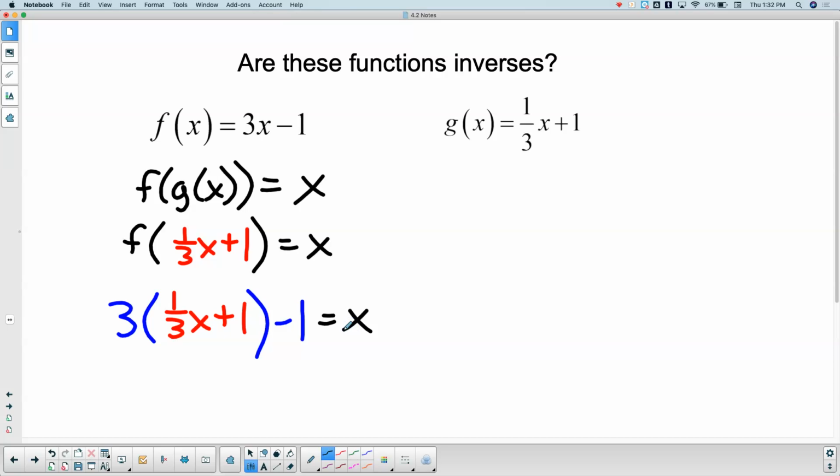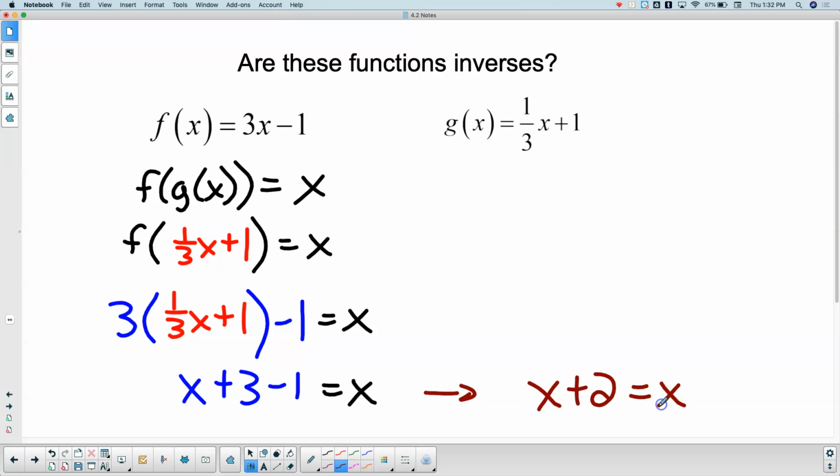Well, that gets me x off the start, plus 3 minus 1. That gets me x plus 2 equals x. Are those the same? Nope. So not inverses.